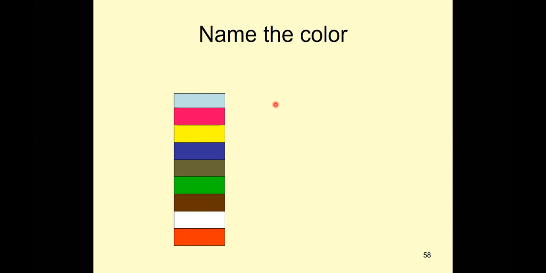Now, the next one, what I want you to do is say the color of the letters for each word, top to bottom. Do not read what the letters spell. Do not say the word that the letters spell. Only say the color that the letters are.